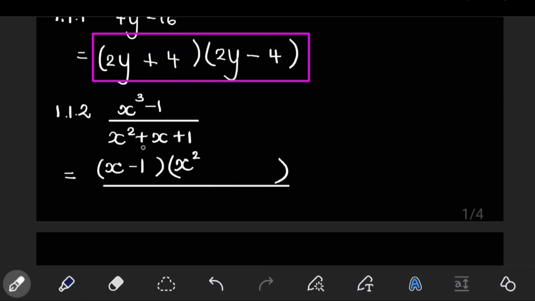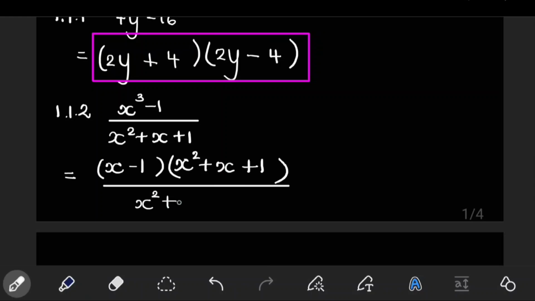To get the middle term, we multiply both terms together and we change the sign. So x times negative 1 is negative x. And when we change the sign, we get positive x. To get the third term, we square the second term of our binomial. Negative 1 times negative 1 gives you positive 1. Now there's something important that we notice. The second bracket with the trinomial matches the denominator.